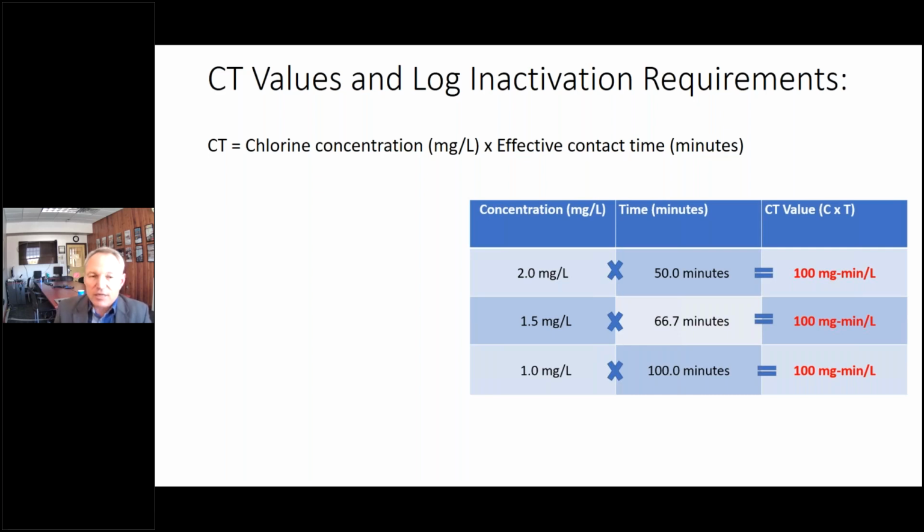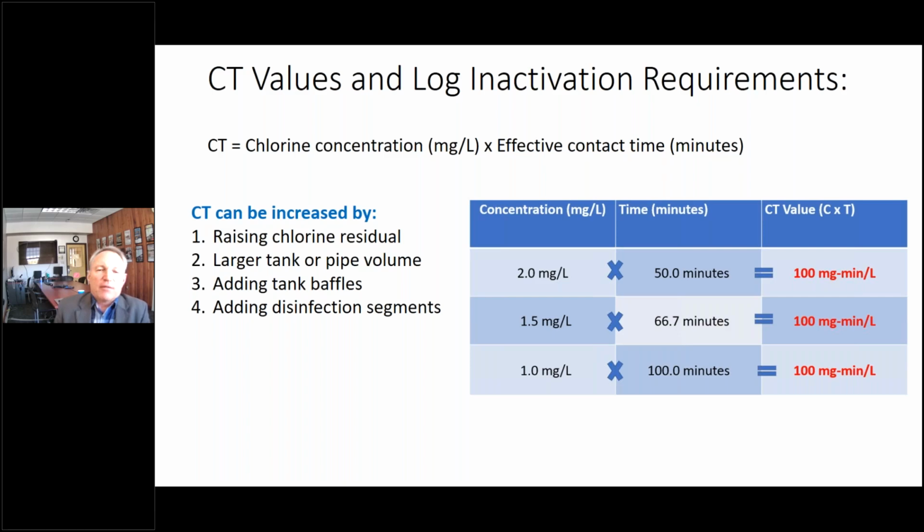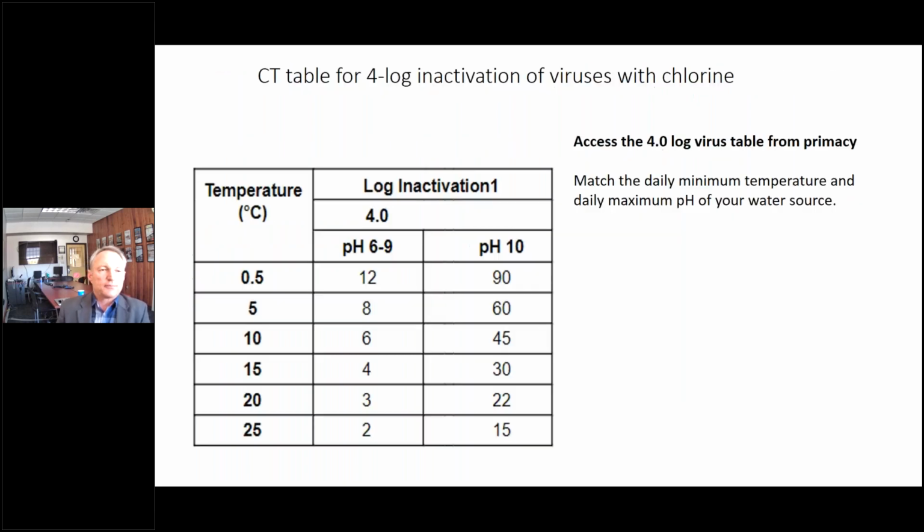So you can kind of see already just from that graph that you can manipulate the CT value by increasing it by raising the chlorine residual. You can increase the time with a larger tank or more pipe volume, or by possibly adding some tank baffling to improve the effective volume. And another thing is adding disinfection segments. If we get time, I have a couple of extra slides that we can look at, but that information is also in your additional materials handouts.